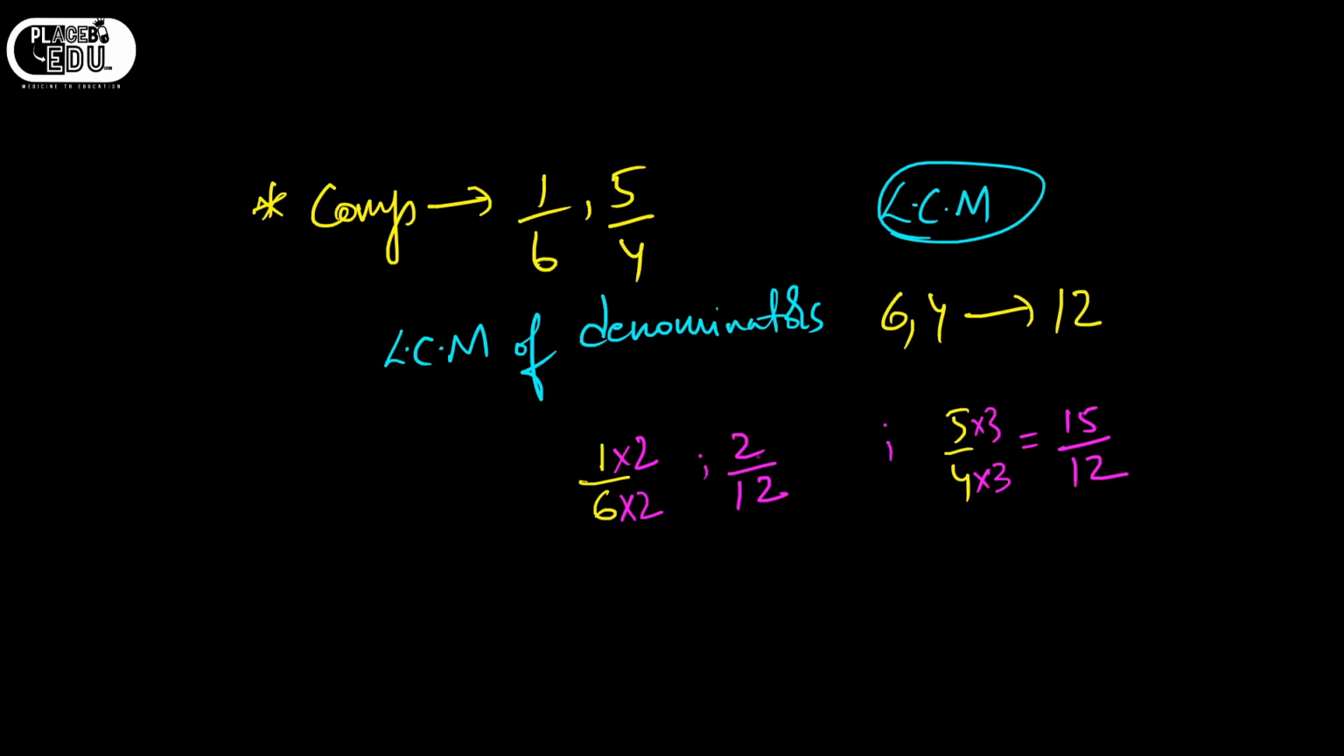Now our fractions 1 by 6 and 5 by 4 are converted into 2 by 12 and 15 by 12. Now if I want to compare which of them is largest, 15 by 12 is largest, corresponding to it. 5 by 4 is the largest of the two. Isn't it easy? Which of them is smallest? 1 by 6 is smallest, since its value will be 2 by 12.